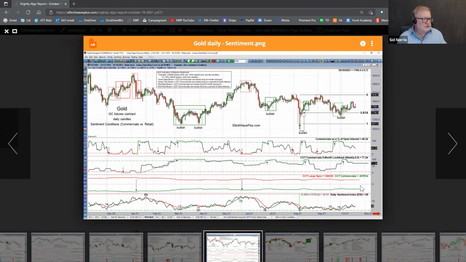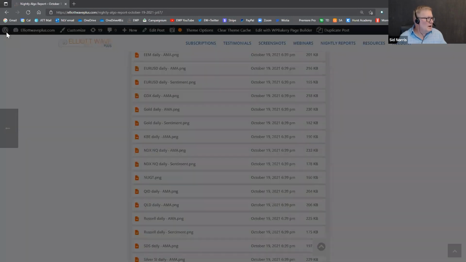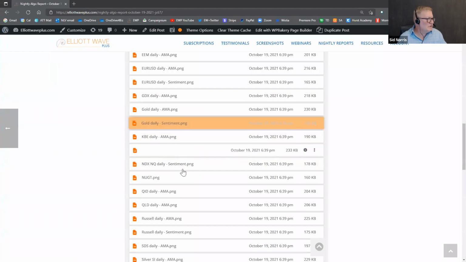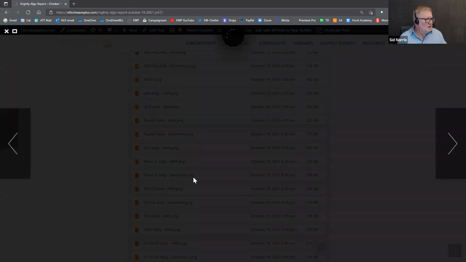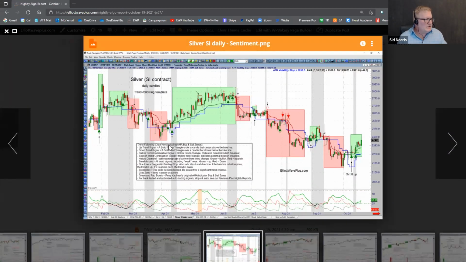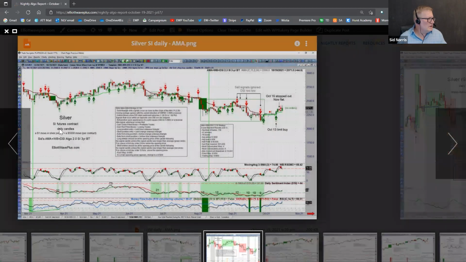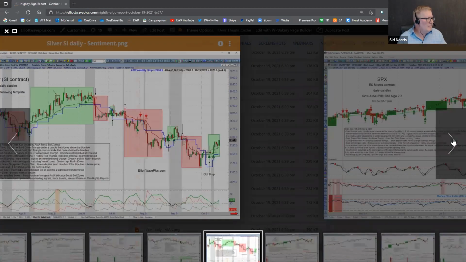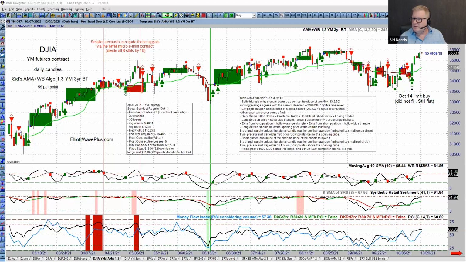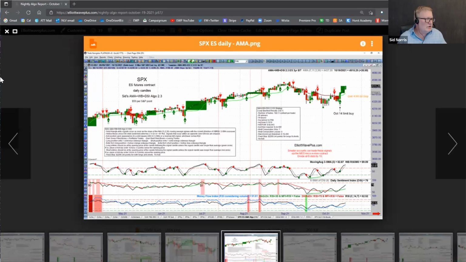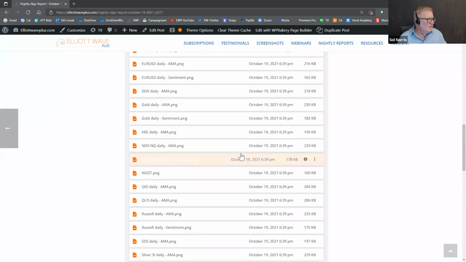That means the commercials really aren't very interested in hedging currently. They think that prices are about as low as they're going to go. I'm going to show you another sentiment on silver to exemplify the same thing. Now, I'm going to go to a live chart of silver and show you that. But anyway, I wanted to show you the website before I get away from it.